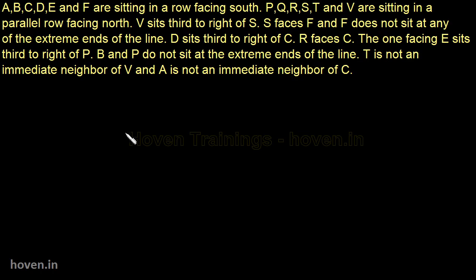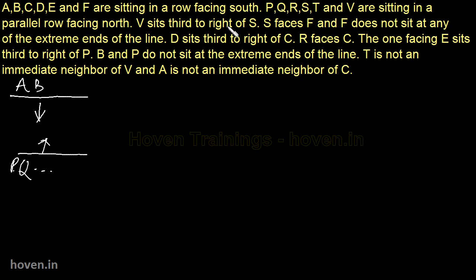Let us take a few examples of our pass method and try to solve sitting arrangement questions. A, B, C, D, E, and F are sitting in a row facing south. So A, B, C, D, E are sitting along this row and all of them are facing south. P, Q, R, S, T, and V are sitting in a parallel row facing north. They are all sitting and facing in the north direction.